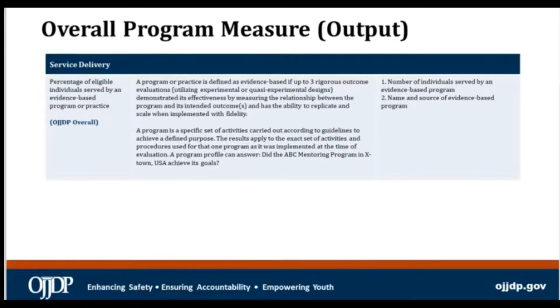Percentage of eligible individuals served by an evidence-based program or practice is an overall service delivery output measure. A program or practice is defined as evidence-based if up to 3 rigorous outcome evaluations demonstrated its effectiveness by measuring the relationship between the program and its intended outcome or outcomes and has the ability to replicate and scale when implemented with fidelity. You will provide the number of individuals served by an evidence-based program and also the name and source of the evidence-based program, which you will provide in a text box located within Just Grants.